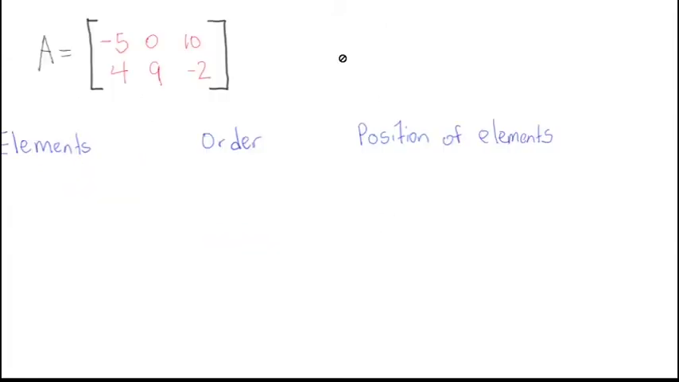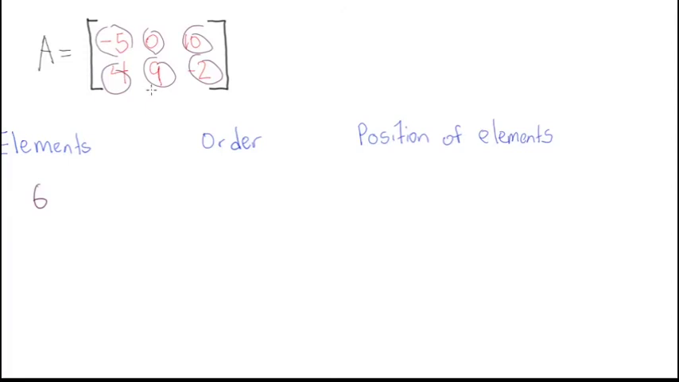A few more key things to note. In a matrix, the individual numbers or terms are called elements. Therefore, in this matrix A, it would have 1, 2, 3, 4, 5, 6, so 6 elements. So each of these individual entries inside of a matrix is called an element.